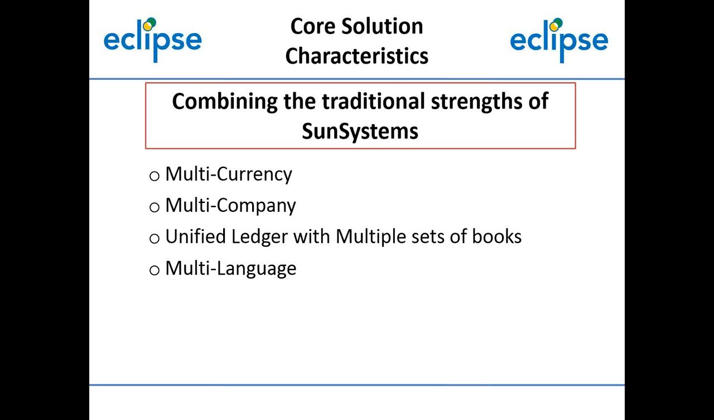So Infor 10x is really the latest in the Sun 6 product line, which was the replacement, obviously, for Sun 5. So this latest release, as well as a lot of the new things we'll take a look at in this session, obviously aims to build on the core strengths of SunSystems as a financial system product. Some of these are obvious, the traditional strengths of SunSystems have always been things like multi-currency, multi-language, multi-company, a single unified ledger with multiple sets of books for recording actuals, budgets, all those kinds of things.